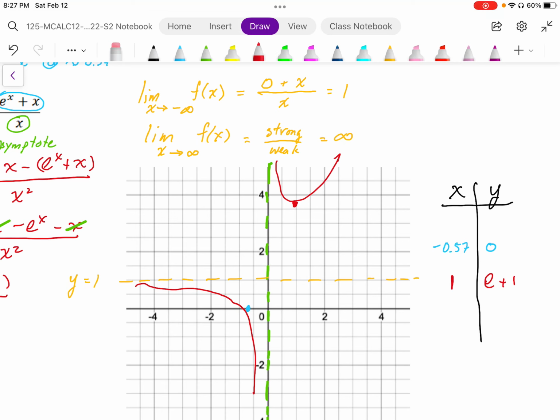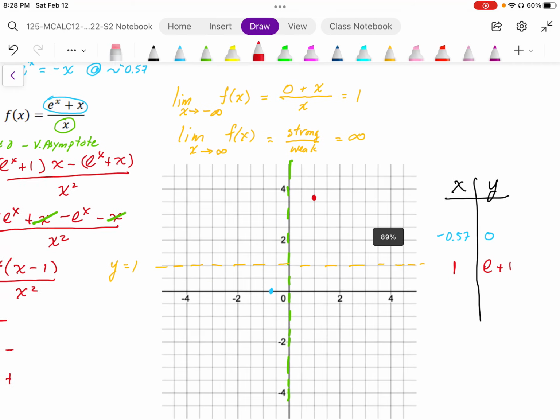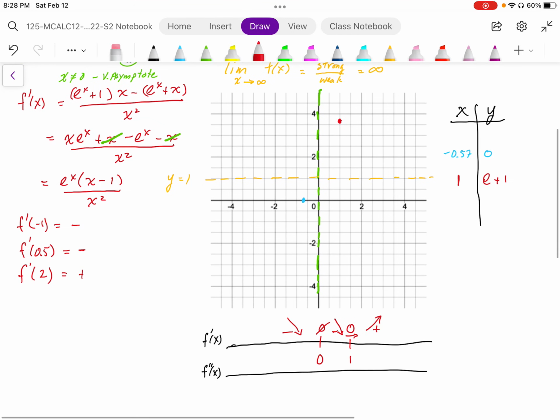So we should get the second derivative, although this question did not ask for the second derivative. We should check to see if there are any concavity points here. So doing a second derivative through here.